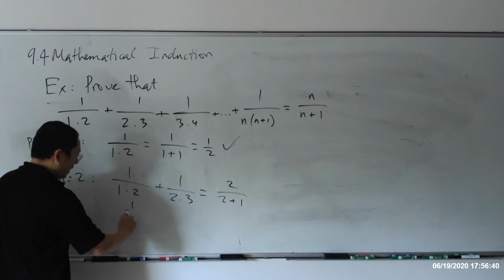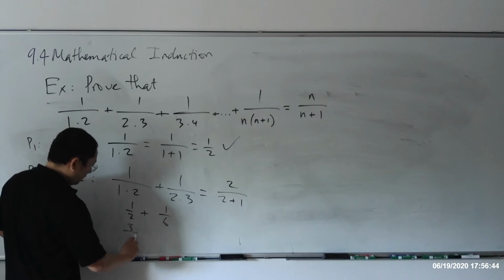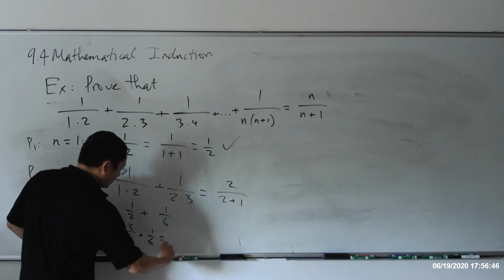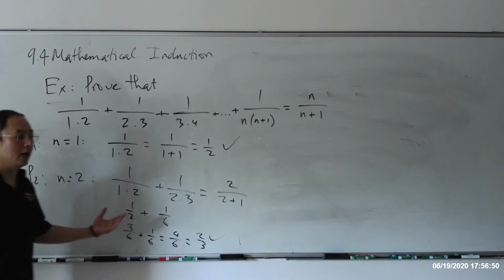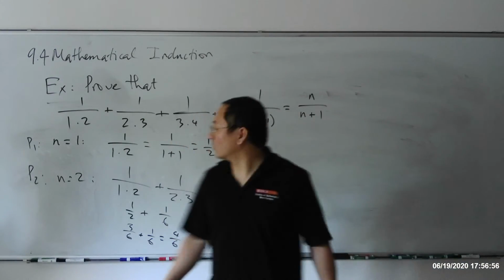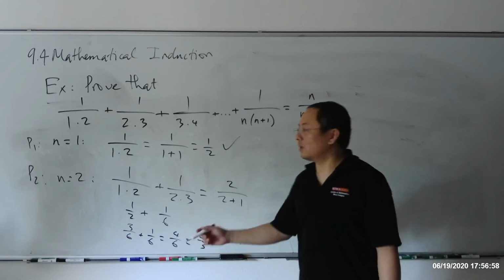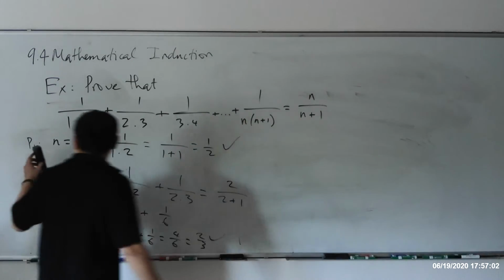Look, this is 1/2 plus this one is what? 1 over 6. So this is really 3 over 6 plus 1 over 6, which is 4 over 6, which is 2/3. Awesome, it's true. And as you see, when n equal to 2 is true, I'm pretty sure to say that when n equal to 3, n equal to 4, n equal to 5 is all true. So we're going to move on to the assumption step.